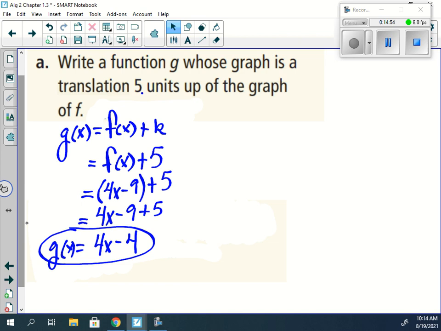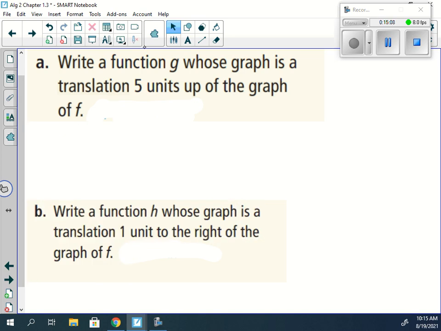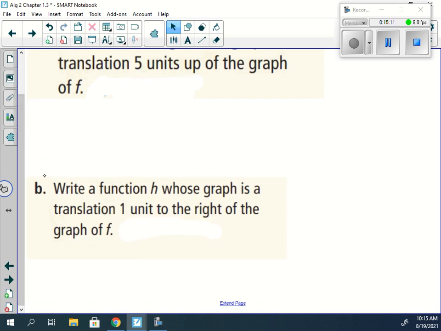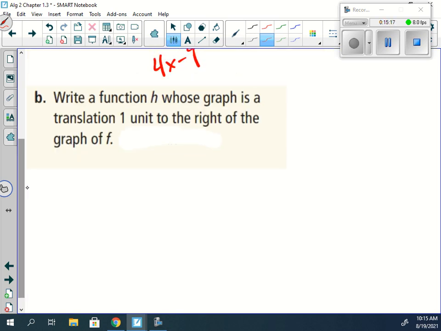Any questions on this first one here? We good with this here? Okay. Everybody finished writing? Yes? Okay, because I'm going to have to erase it all for x minus 9 to be able to look at this one here. Okay, we want to write a function h of x whose graph is a translation 1 unit to the right of the graph of f. So left and right would be x minus h.